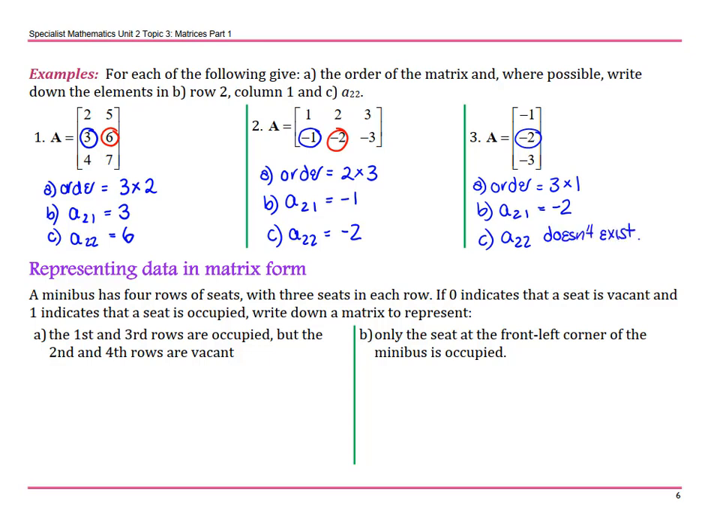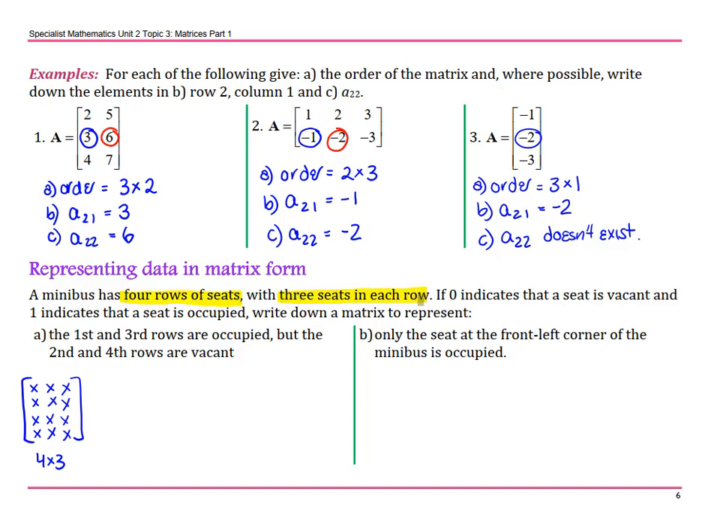Representing data in matrix form. Our minibus has 4 rows of seats with 3 seats in each row. Just to get an idea, we have 4 rows of seats and there are 3 seats in each row. So we're looking at a 4 by 3 matrix, just in our head to get what's going on. So that's 4 rows of seats, 3 seats in each row.